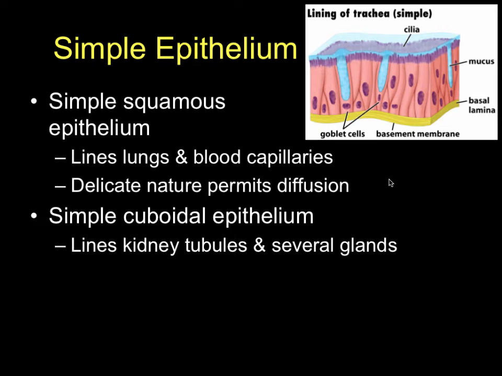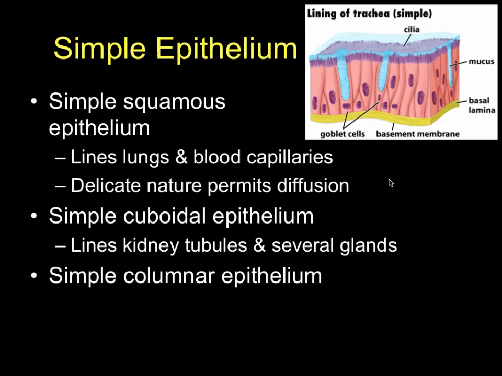Simple cuboidal epithelium is often found in glands, and it's also found in the kidney tubules. So when we start looking at nephrons and how they help the body do osmoregulation and maintain ion balance and so forth, we'll be looking at nephrons, kidney tubules, and simple cuboidal cells in that chapter.